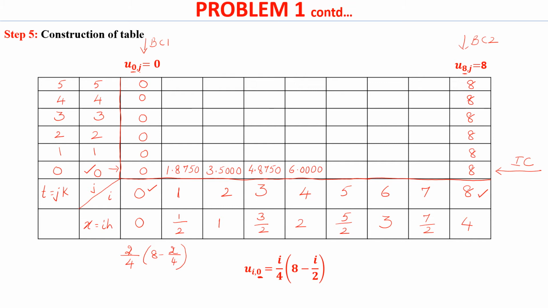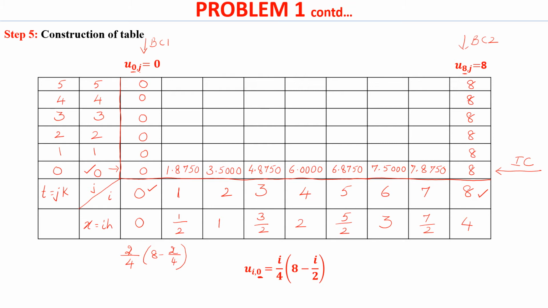Then it is 5. So when I similarly substitute 5, I get 6.8750 and this becomes 7.5000 and finally here 7.5, then finally I get 7.8750 when I put i equal to 7. So I have filled up the first row with the initial condition. So now you see we have filled up all these values.